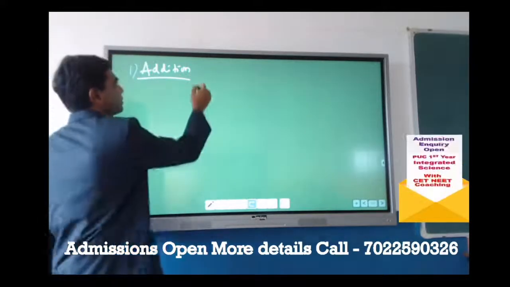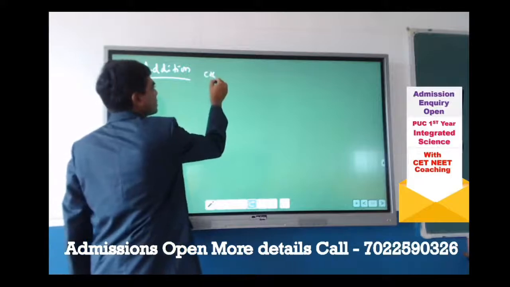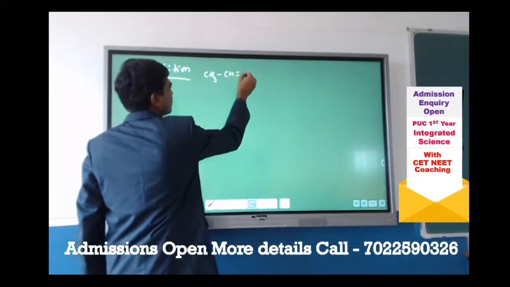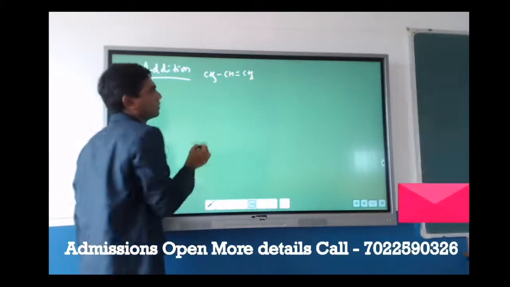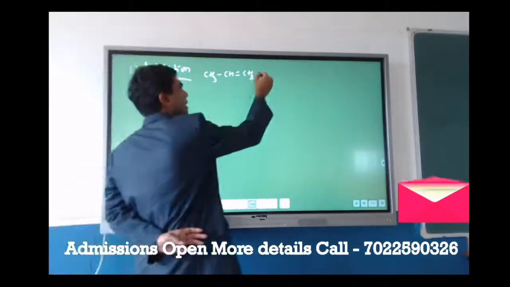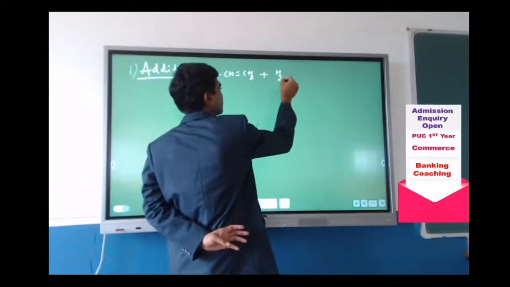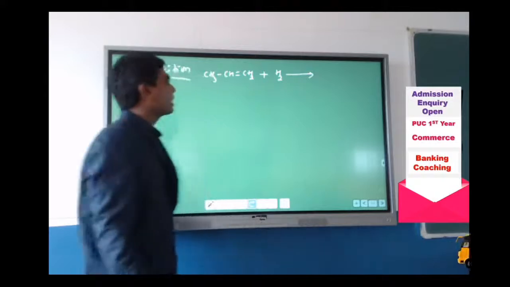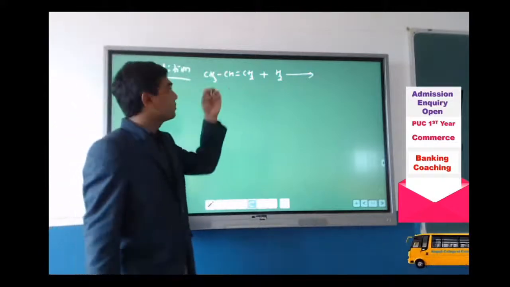Okay. For example, if I take CH3, CH double bond CH2. Here what happens? I will add the compound called hydrogen. How many carbons and hydrogens are there in this compound?